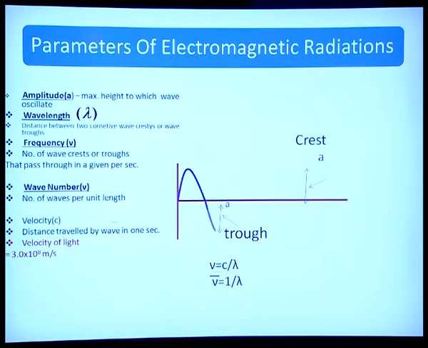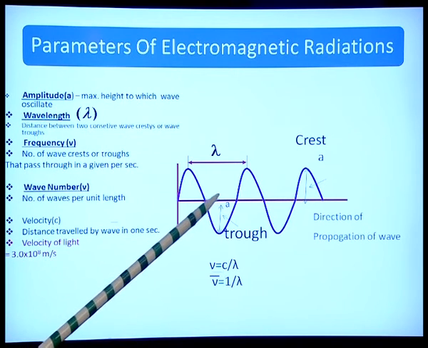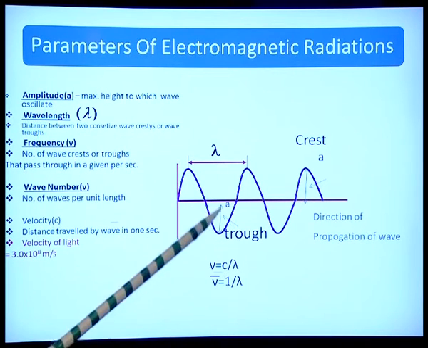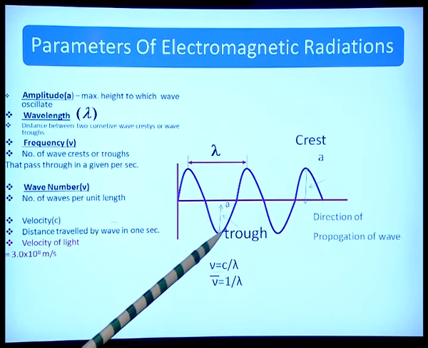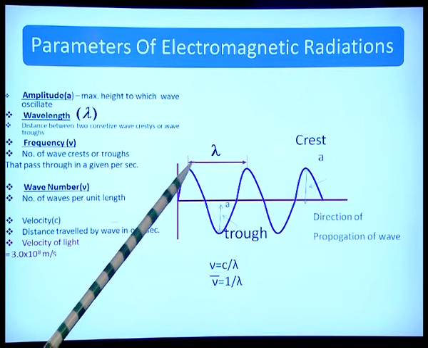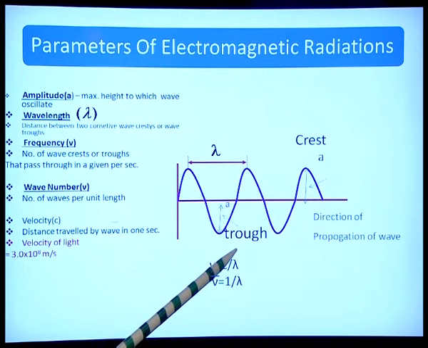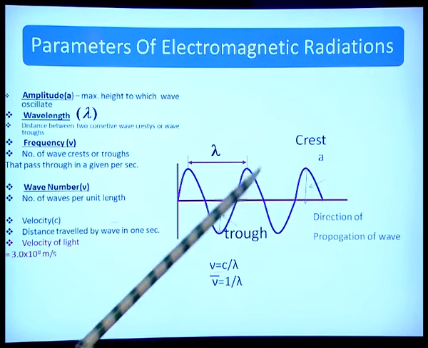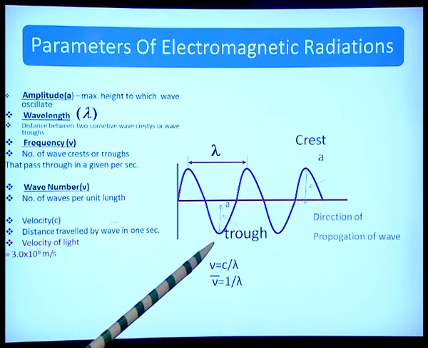Now we discuss the parameters of electromagnetic radiation related to this picture. First we discuss amplitude. Amplitude is the maximum height to which the wave oscillates. This is a wave and this is the maximum distance to which the wave may oscillate. The wavelength is the distance between two wave crests or troughs. I think you understood from the picture what is crest and trough. Crest is the maximum height in the upper side and trough is the maximum height in the negative axis.